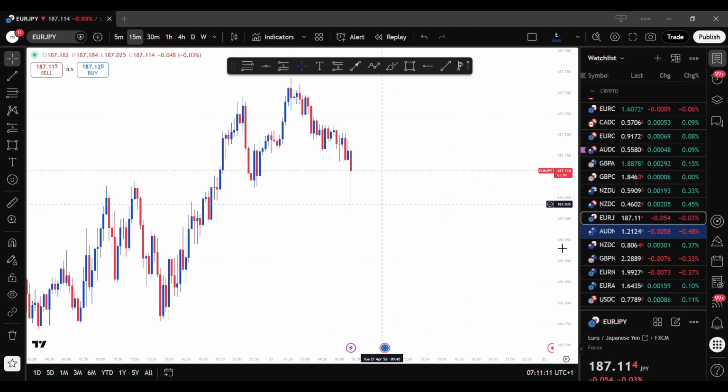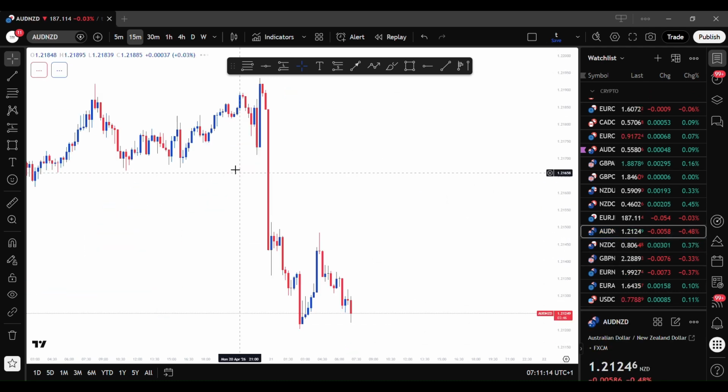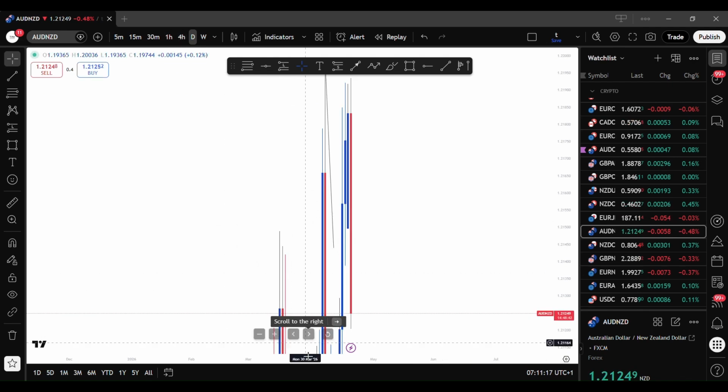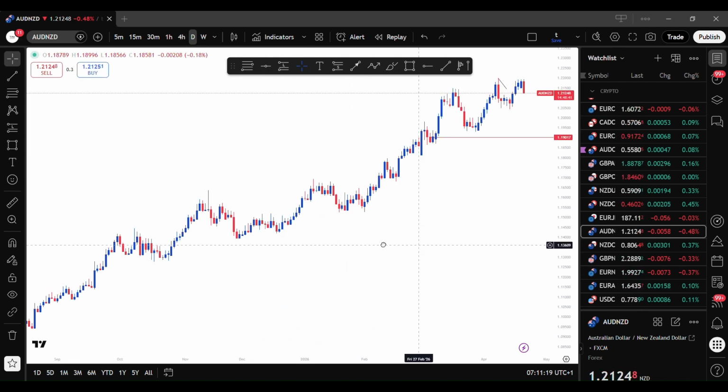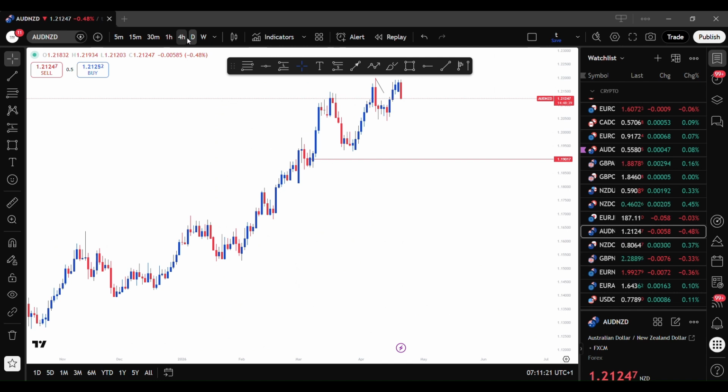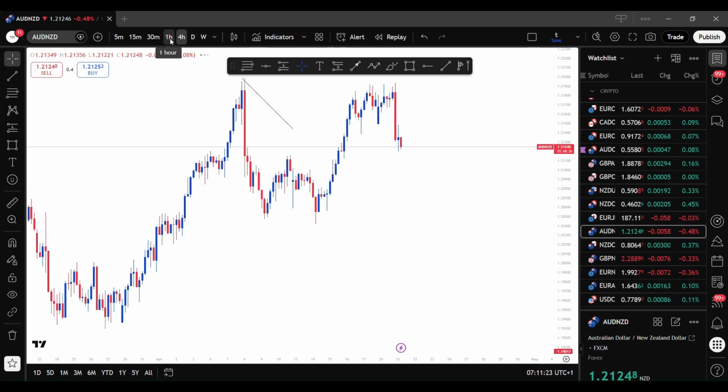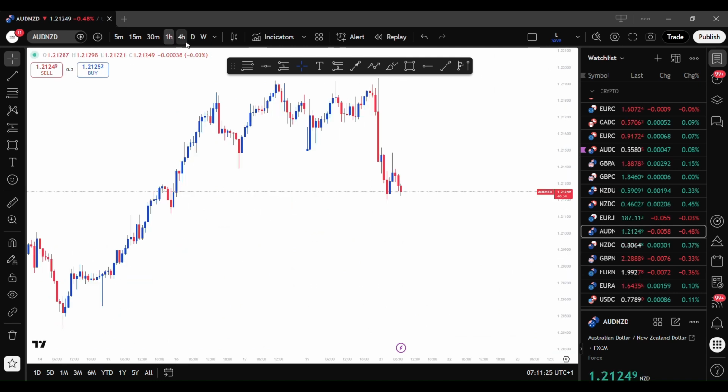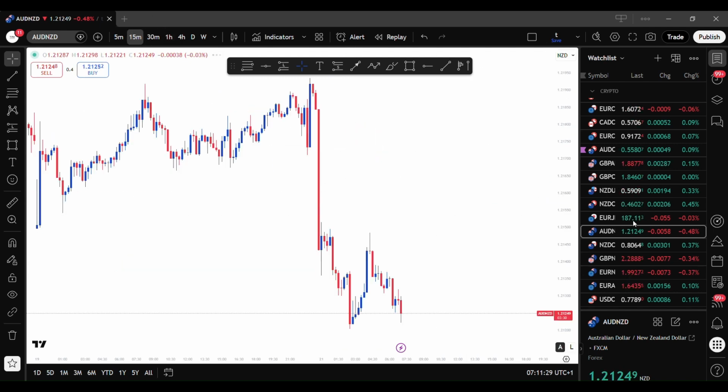On AUD NZD, there is nothing for now. Most sales happening on this pair. So if you see on the daily time frame, it's pushing down. So let's see on the 4 hours. More sales is happening. The 1 hour as well, more sales still happening. So there is no entry for now. Let's just be waiting and see what happens.